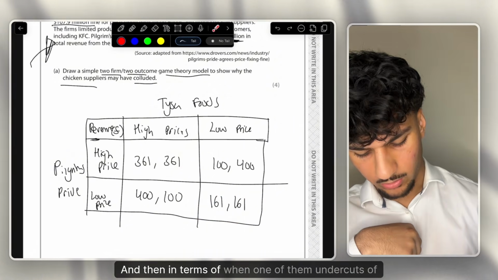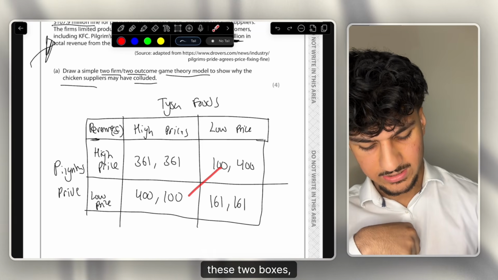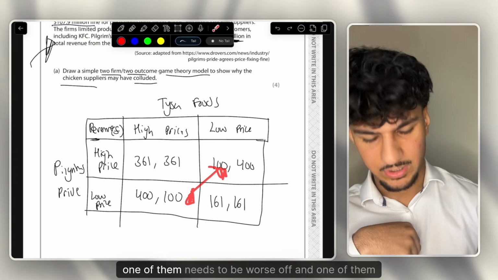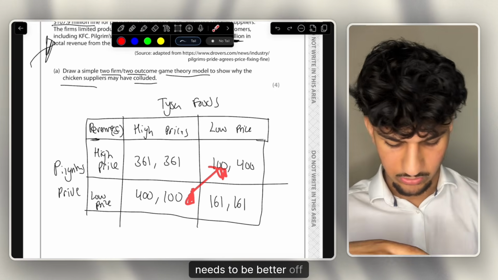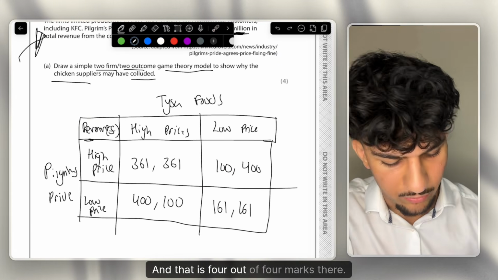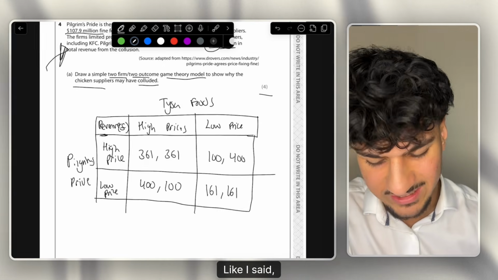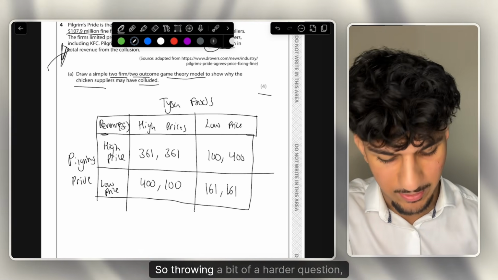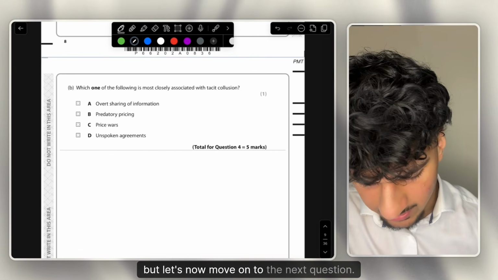And then in terms of when one of them undercuts, so these 2 boxes, of course one of them needs to be worse off and one of them needs to be better off in terms of numbers when one of them cheats and undercuts. Okay, and that is 4 out of 4 marks there, and that's the 4 marker done. Like I said, this section here was way too easy, so I threw in a bit of a harder question, but let's now move on to the next question.